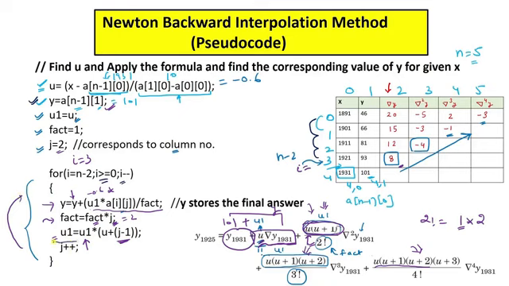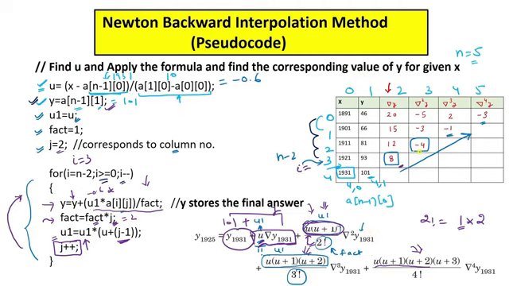Now I will tell you why I am doing this j plus 1, later. Now I came here. Again, I have to find all these things: fact, and u1 multiplied by this. So I'm saying the previous value of y plus u1 multiplied by this answer. So this answer is actually this one, right?